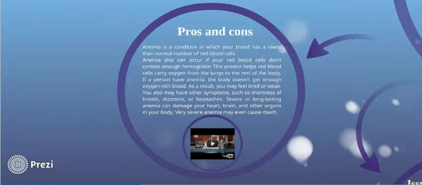Anemia is a condition in which your blood has a lower than normal number of red blood cells. Anemia also can occur if your red blood cells don't contain enough hemoglobin. This protein helps red blood cells carry oxygen from the lungs to the rest of the body. If a person has anemia, the body doesn't get enough oxygen-rich blood.